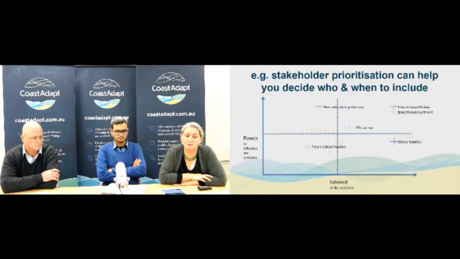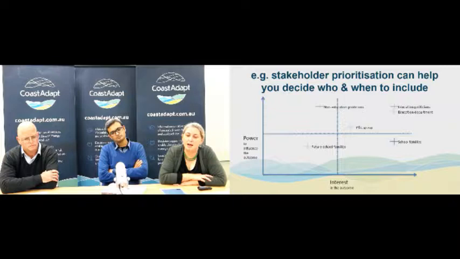And there are probably groups that have low power to influence, but that doesn't mean that they should be left out. So working through this, the example I've got there is for a school that might be located in the coastal zone, and just starting to think about different groups that might be involved in thinking about how coastal adaptation is going to be required for that school location.